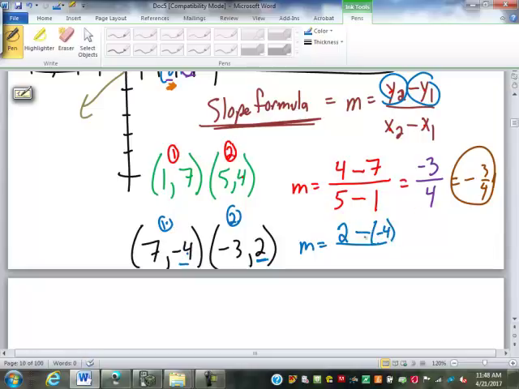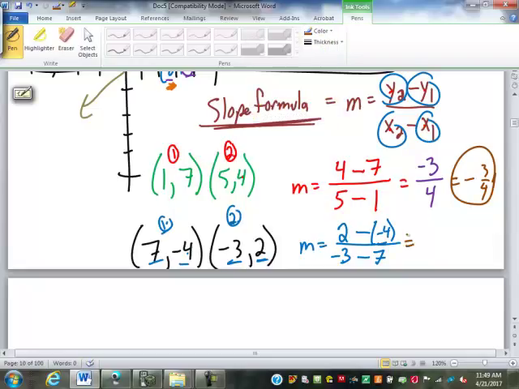Now, a lot of people get confused. Well, do we need the minus when it's a negative? Yes. It is 2 minus a -4. We have to keep both of those in there. What's going to go down here? -3. Good. It's x2, so point 2, the x-coordinate. Minus, what goes next? 7. Good. x1, so it's point 1, the x-coordinate. 7.